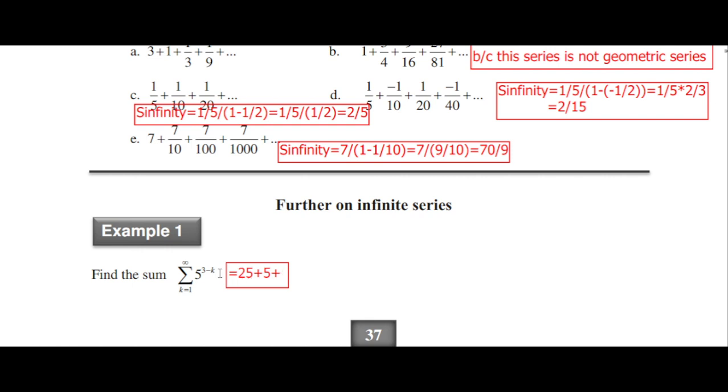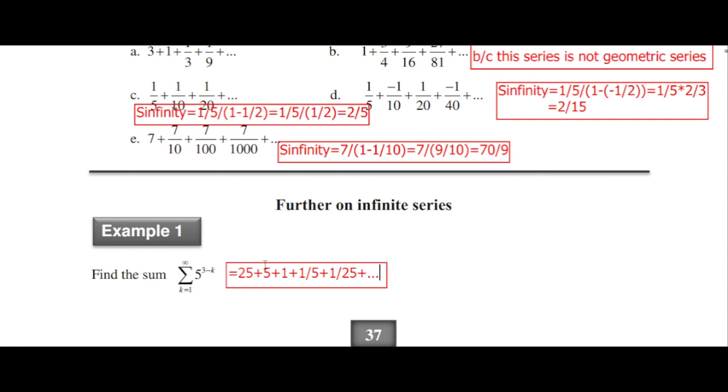3 minus 3 is 0, 5 to the power of 0, we have 1, plus, next for k is equal to 4, 3 minus 4 is minus 1, 5 to the power of minus 1, 1 over 5, plus, for k is equal to 5, 3 minus 5 is minus 2, 5 to the power of minus 2, 1 over 25, plus, and so on.